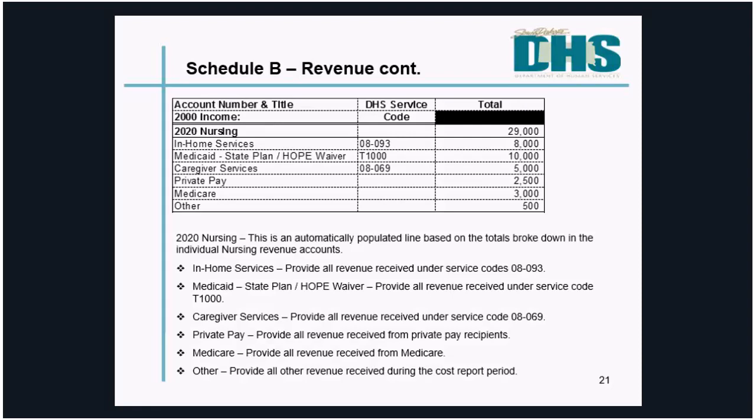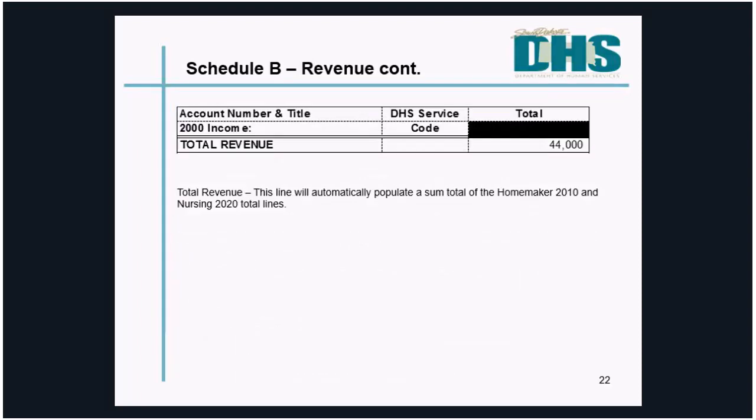We'll move on. This slide identifies the total revenue. And again, it's an automatically populated cell. Please don't try and enter the number. It will add up as it should.